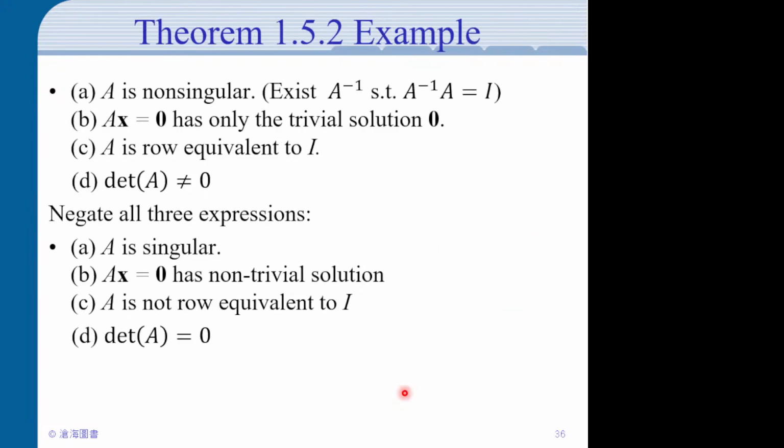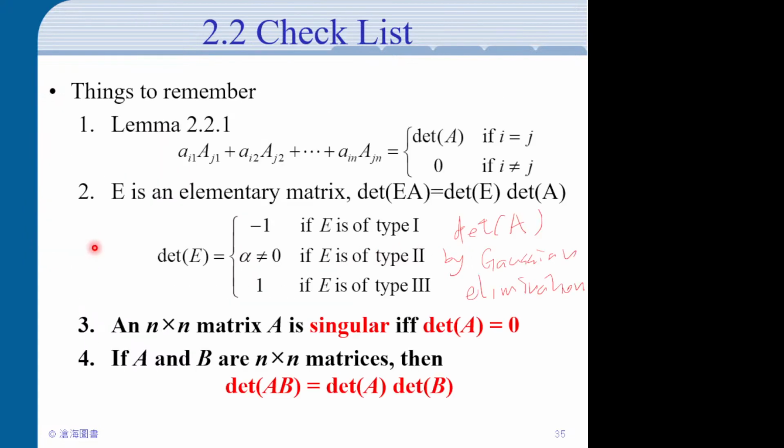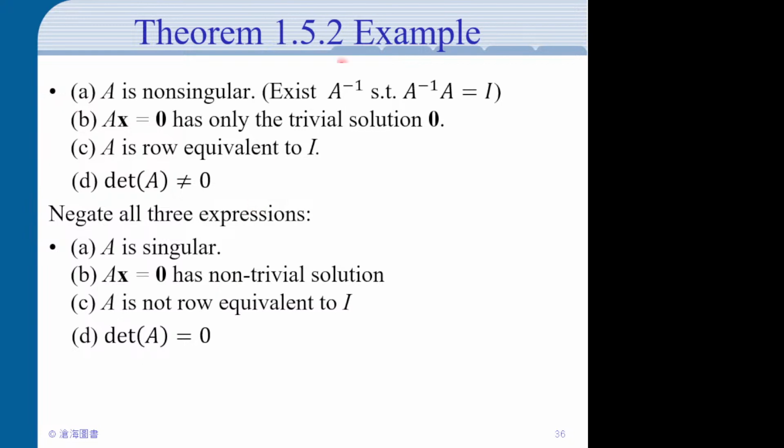And here is another review. So once again, we can combine our new theorem with 1.5.22. So now we know more about singular matrices. We say A is singular if and only if Ax equals 0 has a non-trivial solution and A is not row equivalent to I. And now we have something more. So it's also if and only if delta A equals 0. Okay, so everything together. That's a quick review of the first 2 sections of this chapter.